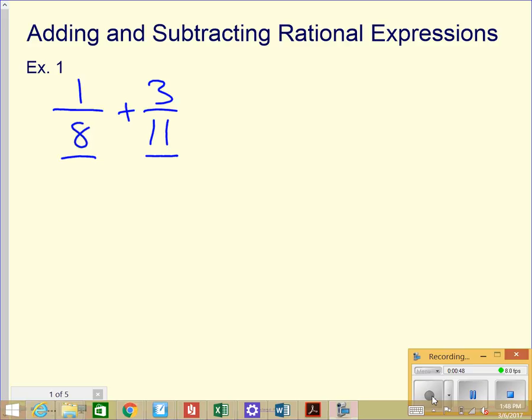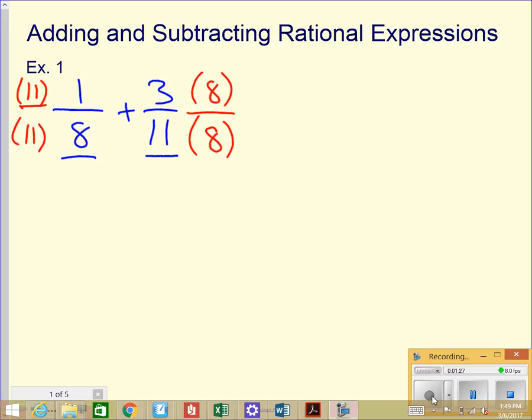So to get to the common denominator, I'll have to multiply my right side here by 8. And whatever I do to the bottom, I'll have to also do to the top, so I'm going to also multiply the top by 8. In the end, I'm multiplying by 1, 8 over 8 being equal to 1. So I'm not really changing this term, I'm just multiplying both the top and bottom by the same number, so it's 1. On the left side, I'm going to multiply the top and the bottom by 11, because that gives me my common denominator of 88.